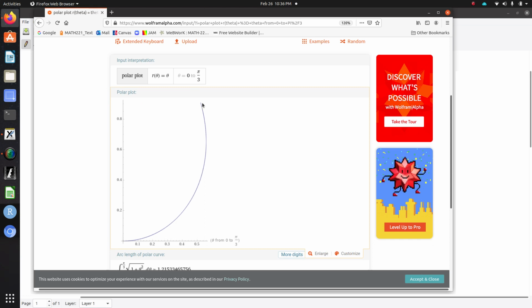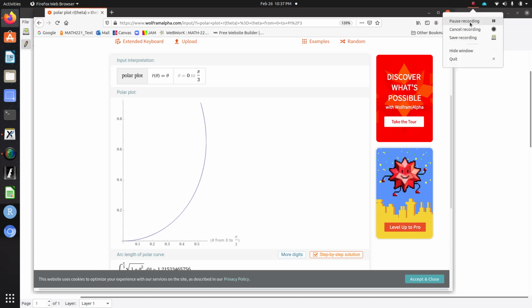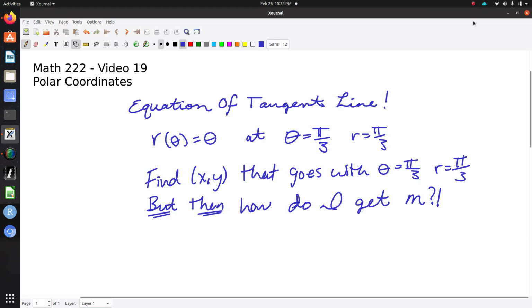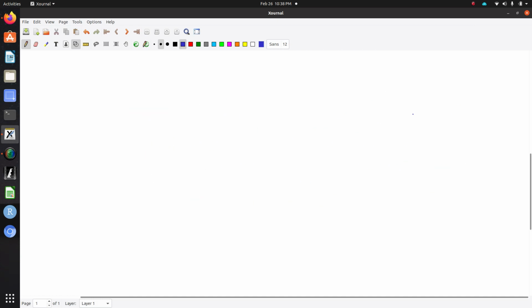Now, the thing you're going to have a little trouble with is you're going to say, okay, so in order to find a tangent line, I need a point and a slope. So how do I find the slope in the Cartesian world if what I have is the formula in the polar world, right? Okay, so to find the equation of the tangent line, you need a point, but then how do you get that slope? That is your big question right now. Okay, so let's think about this.